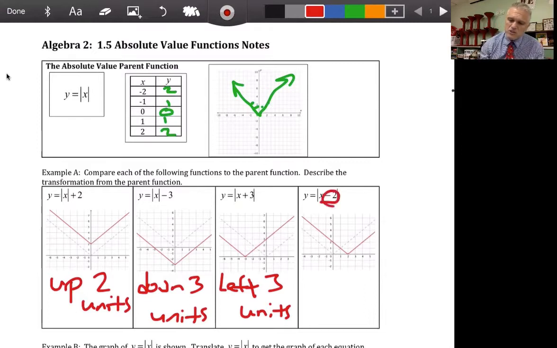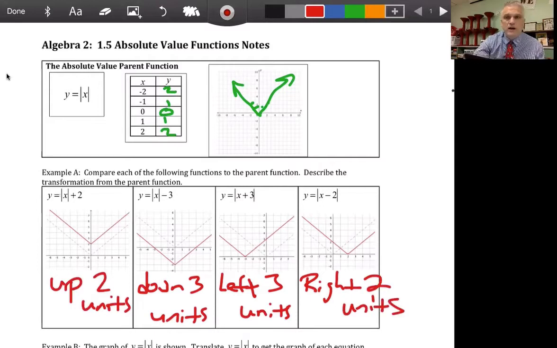Now there's a -2 inside of your absolute value brackets. So inside's going to either move left or right. Well, this one moved to the right. So the -2 caused us to go right 2 units. Okay, let's continue down our page.